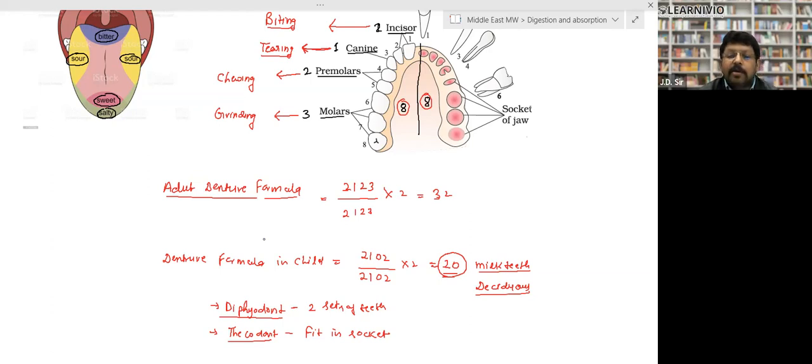Humans are diphyodont, because they have two sets of teeth: milk or deciduous teeth and permanent teeth.